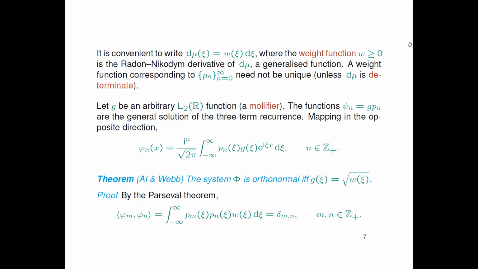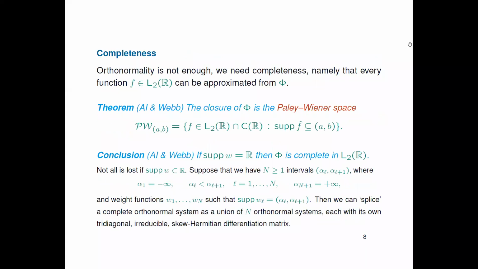The inner product of phi m and phi n is the same as P m times square root of W, times P n times square root of W. And so it is the integral of P m P n W d psi. This is the Borel measure. We have orthogonality. So this characterizes everything on the real line.